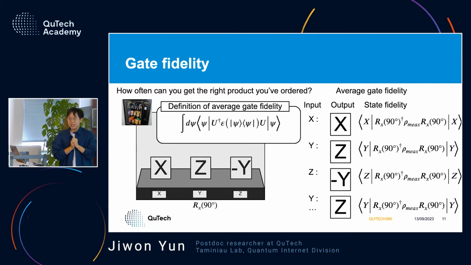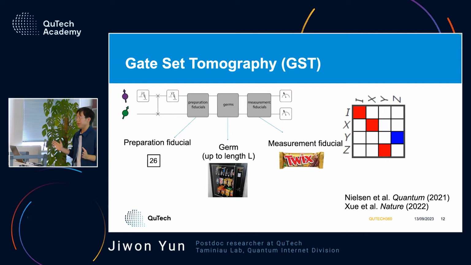Okay, so next is how do we measure these process matrices and average gate fidelity? There are many ways that are suggested to do this, but in this work, we are going to focus on using a method called gate-set tomography. So this gate-set tomography in principle is similar to just testing how good a vending machine is.